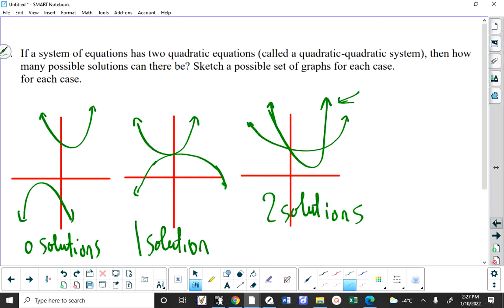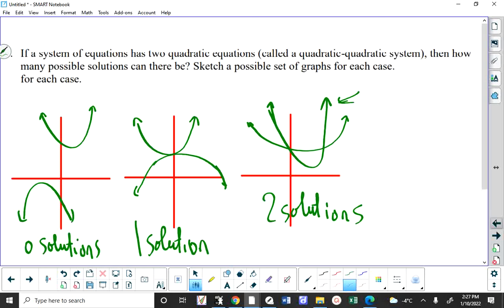Is there any other number of solutions? Well, there is, but it's not 3, and it's not 4, and it's not 5, and it's not 6. I can see that some of you thought you knew, and then as soon as I said that, you went, wait a minute. What's he talking about?